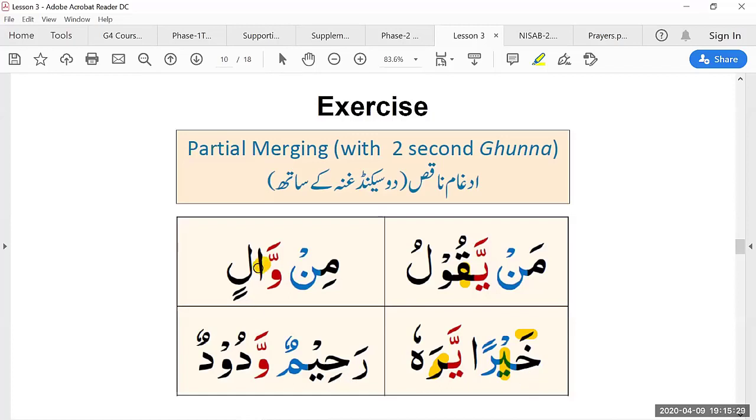And what about here? This one is harful mad. Yes, that's right, because it and the letter before it has fatha on it. And it's also prolonged for 2 seconds because of alif. Yes, that's right. Okay, the last word.